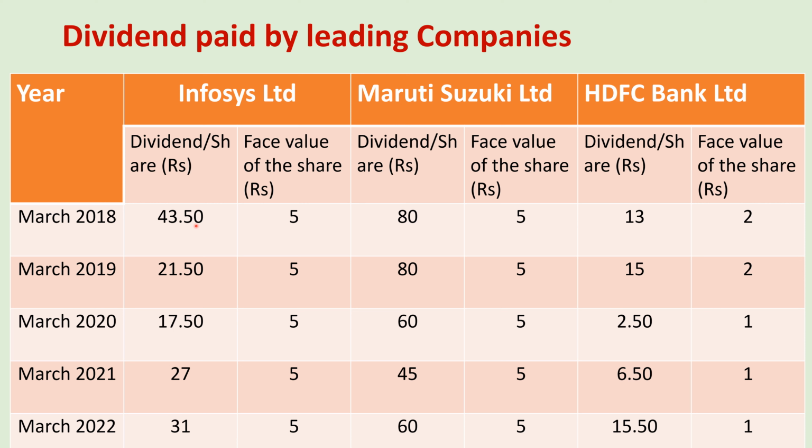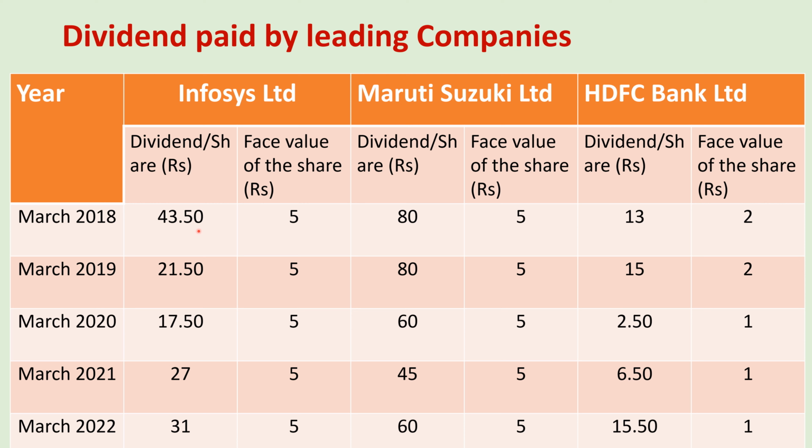Sometimes the company may pay dividend 2 times or 3 times a year, called interim dividend and final dividend. So what is presented in this table is the total amount of dividend paid by these three companies during the financial years 2018, 19, 20, 21 and 22. Let us see. On the face value of 5, the total amount of dividend received by shareholders is 43.50. It is an attractive dividend.